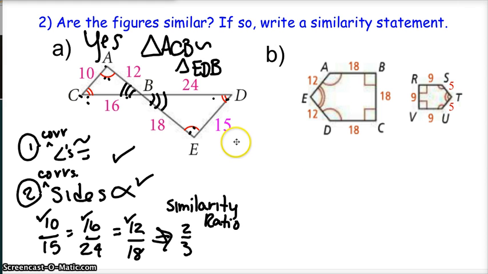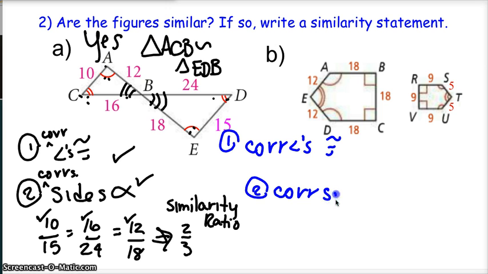Looking at the second one, are the figures similar? Well, to determine that, we need to check two things. One, are the corresponding angles congruent? And two, are the corresponding sides proportional? And again, that's the symbol for proportional. So let's look at our angle markings. I have the singles that match with the singles. There's a single, double, and then 90 degrees. So yes, my corresponding angles are congruent.